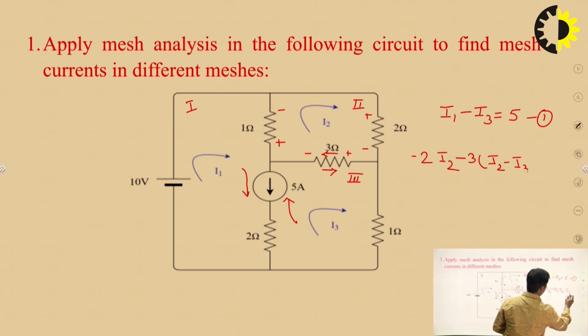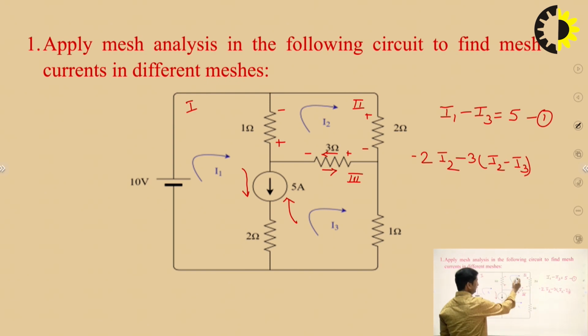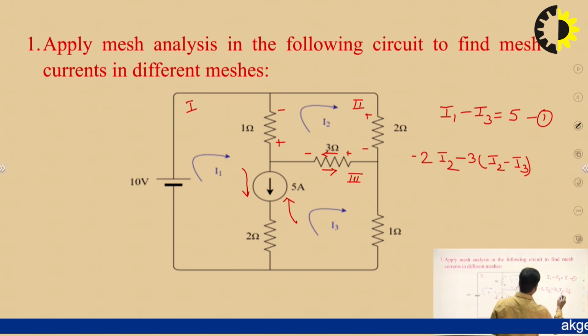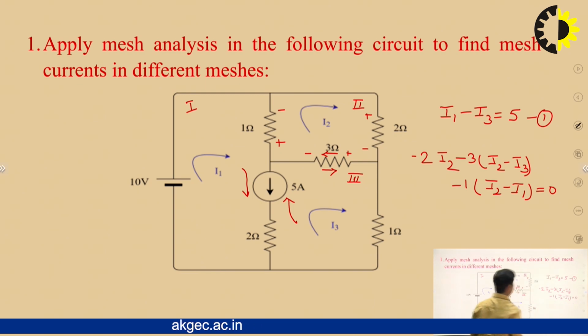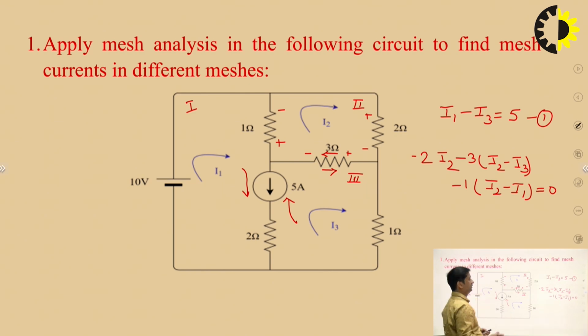So I2 minus I3, minus I3. Then in this branch, which is shared between the first and the second mesh, the resistance is 1 ohm. So minus 1, and the current is I2 minus I1, equal to 0. This is simple KVL. What is KVL? In any closed loop, the algebraic sum of the voltage drops is equal to 0. So this is our KVL equation.